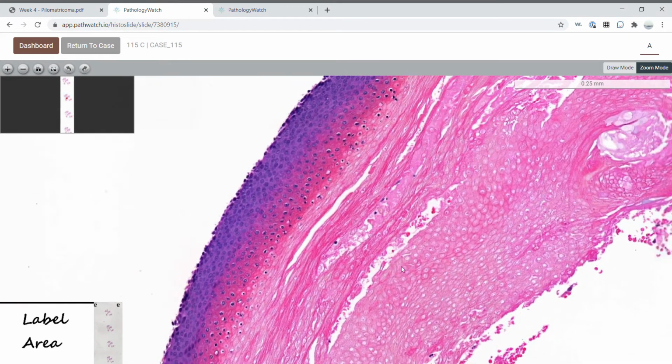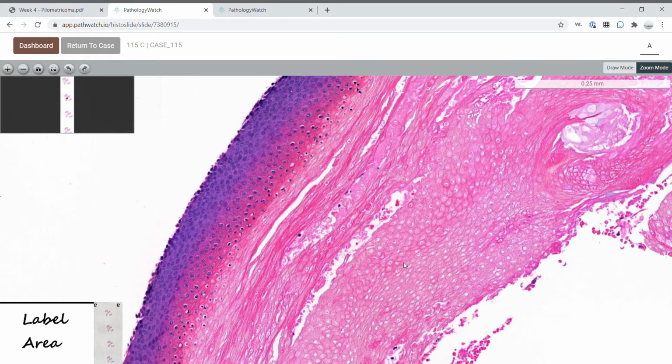The keratin in the center of a pilomatricoma is quite characteristic. You can see here multiple holes. These are the ghosts or shadows of keratinocyte nuclei as they mature to form this keratin.